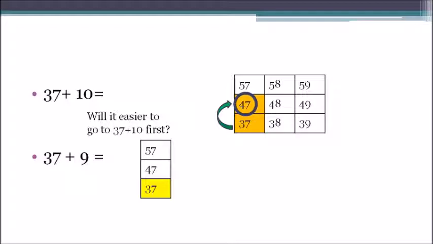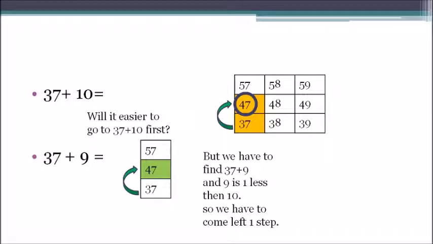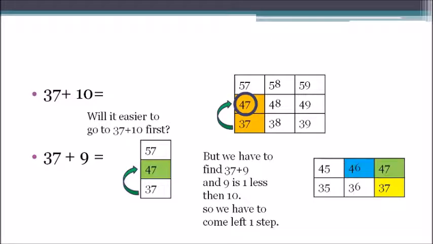So let's first find out 37 plus 10 only. When we add 10 to 37, we will reach 47. And we also know that 9 is 1 less than 10. Okay, so we have to come towards left from 47. When we come one step towards left, we will reach 46. So what will be the answer?